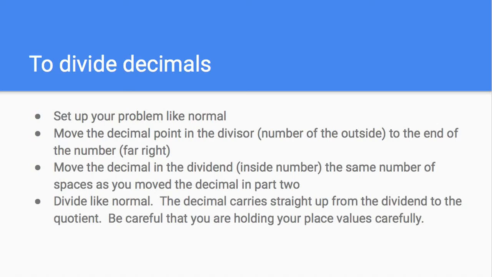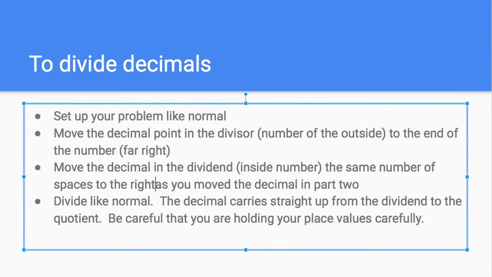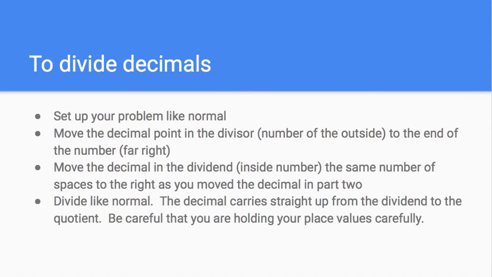So count however many spaces it takes to move the decimal point in the divisor, that number you're dividing by, to the end, the far right of the number. That is a number you need to remember, because then you're going to take the decimal in your dividend, your inside number, the one that's being divided, and you're going to move the decimal point the same number of spaces to the right as you moved in part 2. So in both cases, these decimals are being moved to the right.